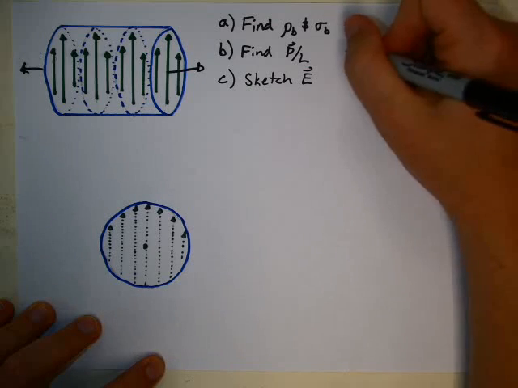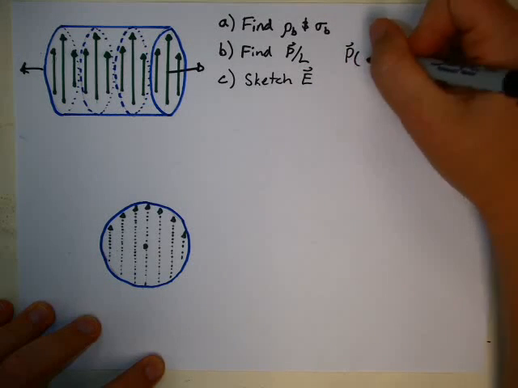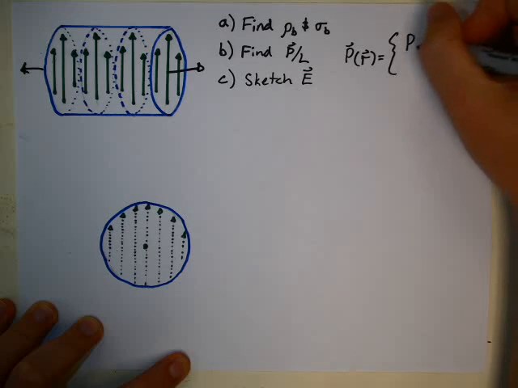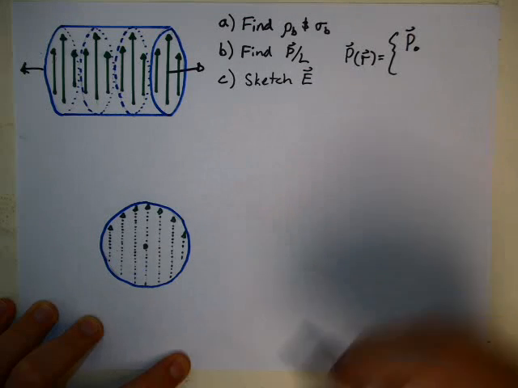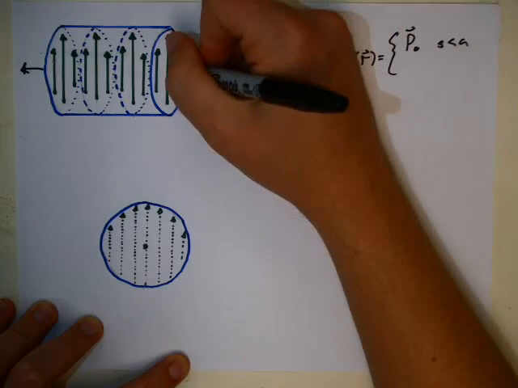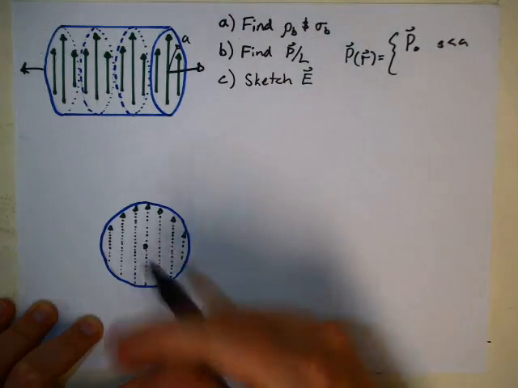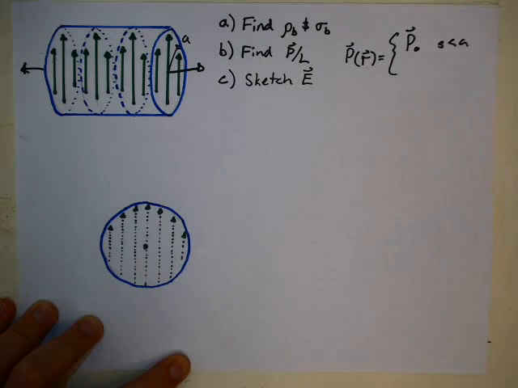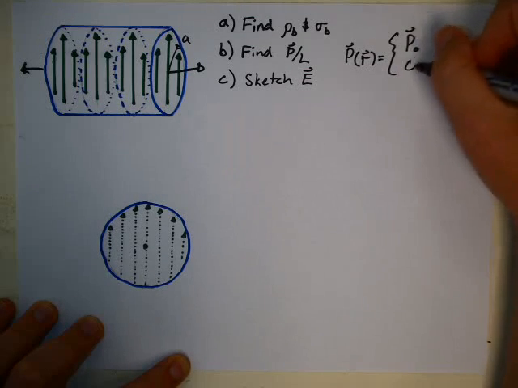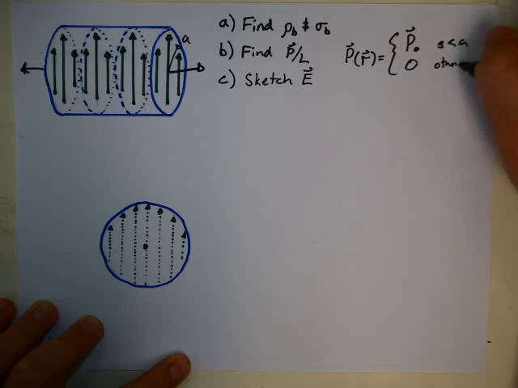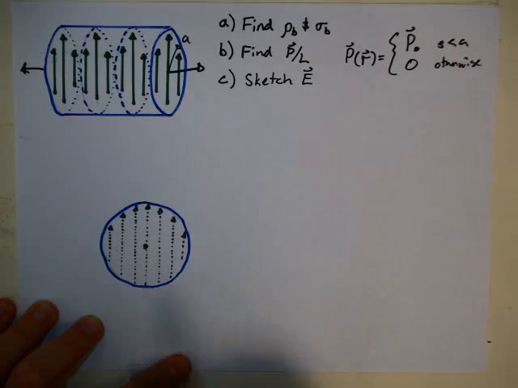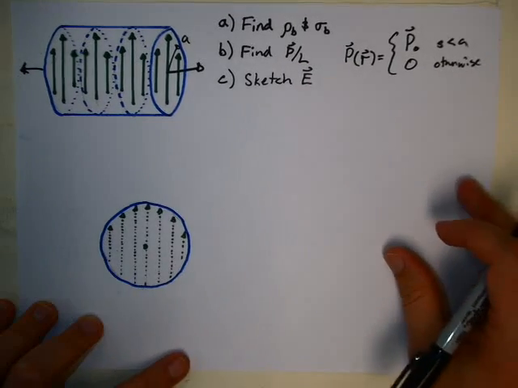First, to start out, I just want to write what this polarization field is. This polarization field, which is capital P, it's a field, so it's a function that depends upon r, is either P naught, which is just a vector, for s less than a, so let's define the size of our cylinder as a, and let's do cylindrical coordinates here, at least for now. And then 0 otherwise. Okay, and so this is the functional form of the polarization field in this situation.